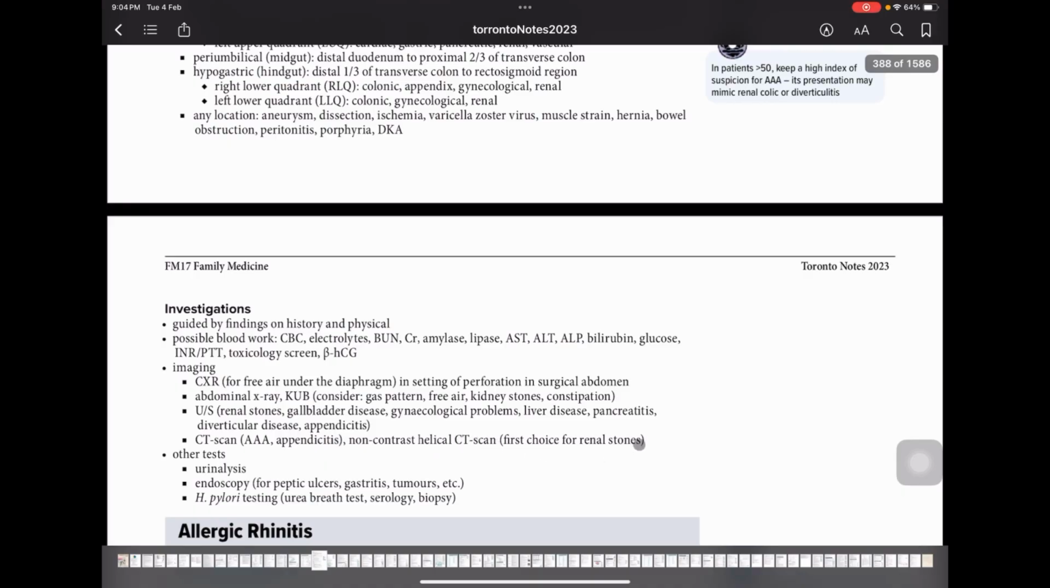First choice for renal CT. So this is something that you need to remember, that for renal stone you have to do non-contrast helical CT. Okay, other tests: urinary analysis, endoscopy for peptic ulcer disease, gastritis, tumors, and H.